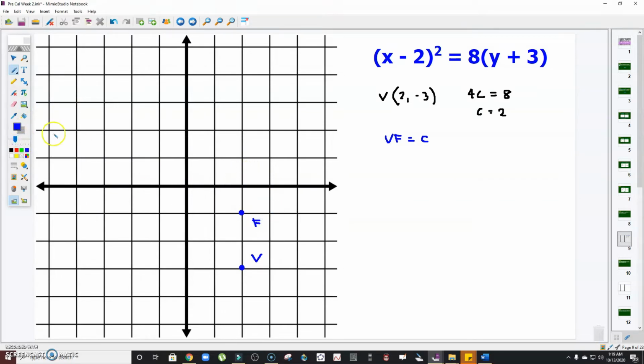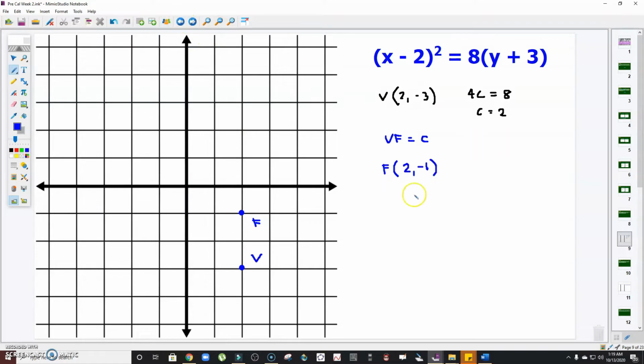See that? So therefore, we can get its coordinates. Okay? So 2, negative 3. So 2 units above, so I'm just going to add 2 units to K. So that will be 2, negative 1. Clear? Okay, next, I'm done with the vertex, I'm done with the focus, now the directrix.